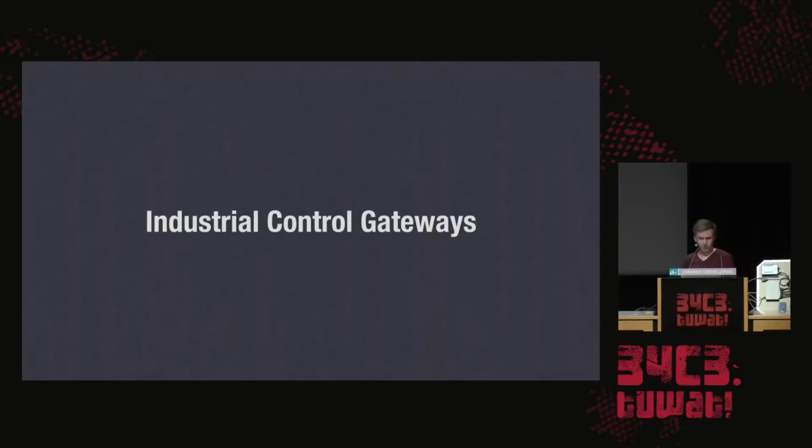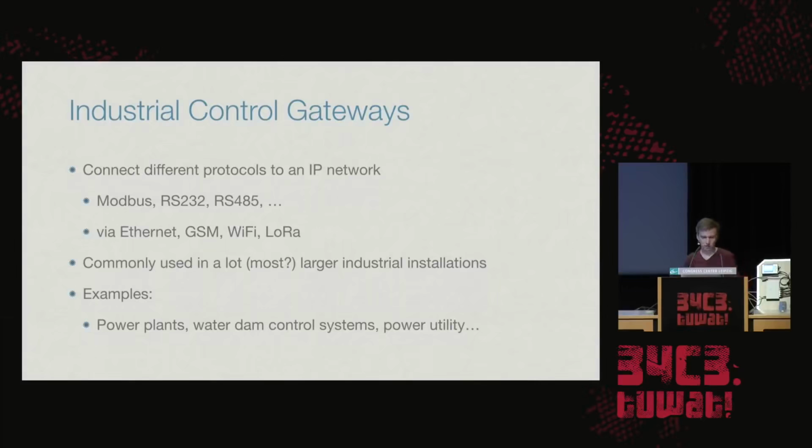Alrighty, to the actual topic, industrial control gateways. When you look at an industrial control network, you'll find that there are a lot of different sensors and actors, and a lot of them speak different protocols. For example, some might be serial, some might be IP, some might be Modbus, and so on. So you can buy these small gateways that connect all these different protocols to an IP network, for example via Ethernet, or even via GPRS or Wi-Fi. I've seen them in almost any industrial installation that I've seen. They're used in power plants, in water dam control systems, to control the power grid, and so on.